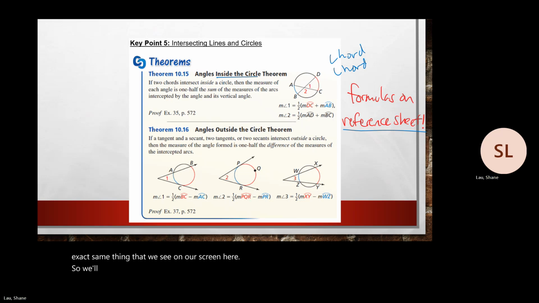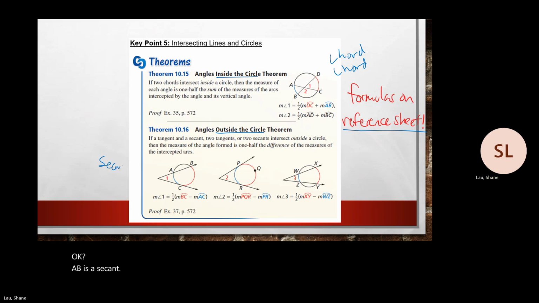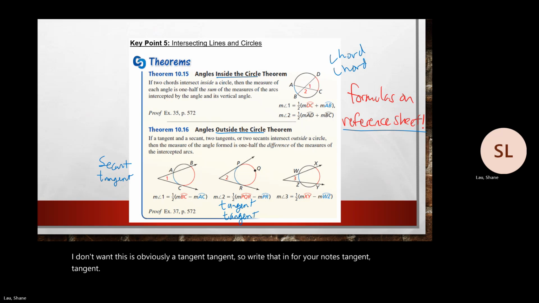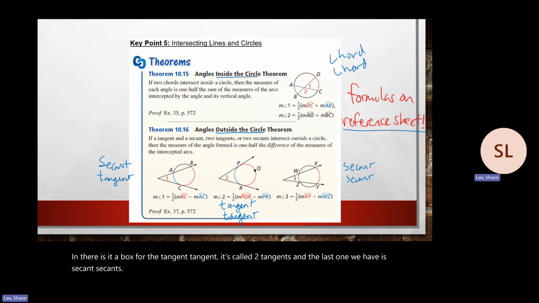So we'll write chord. Theorem 10.16, however, is on the outside. So angles for the outside of the circle. And notice here, AB is a line, really it's a ray, but there's no point here. AB is a secant, whereas C is a tangent. Again, you'll find this in your reference sheet. It says tangent and secant. Well, go to the middle one. This is obviously a tangent, so write that in for your notes. Tangent. And there is a box for the tangent. It's called 2 tangents. And the last one we have is secant. And that, of course, is on our reference sheet.